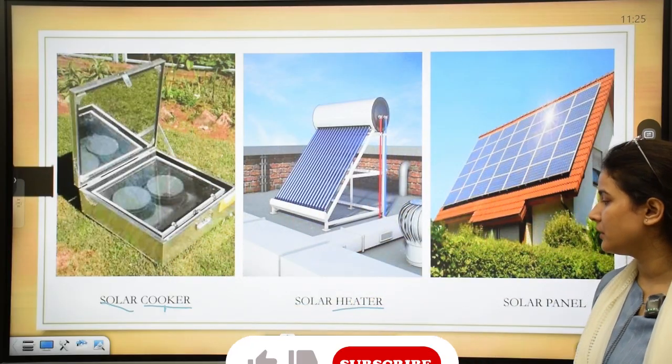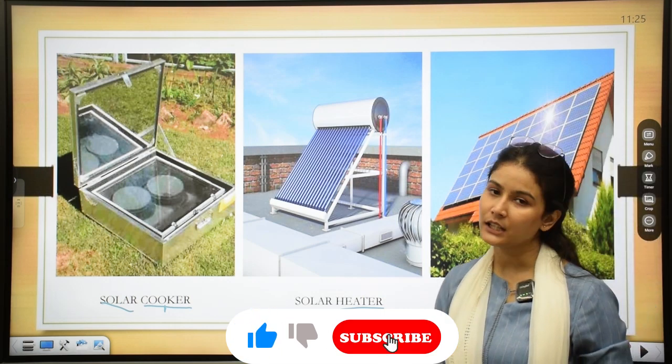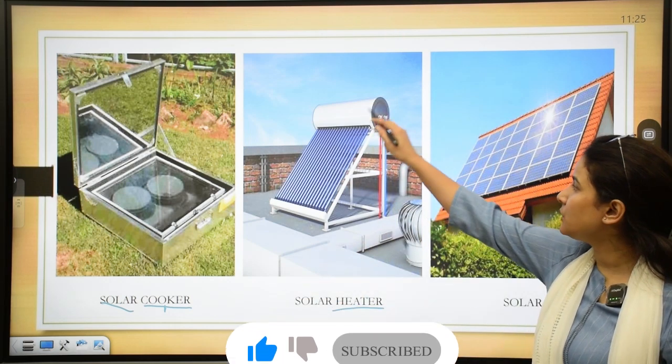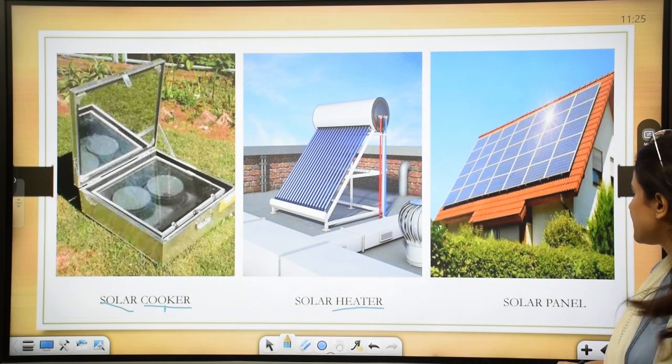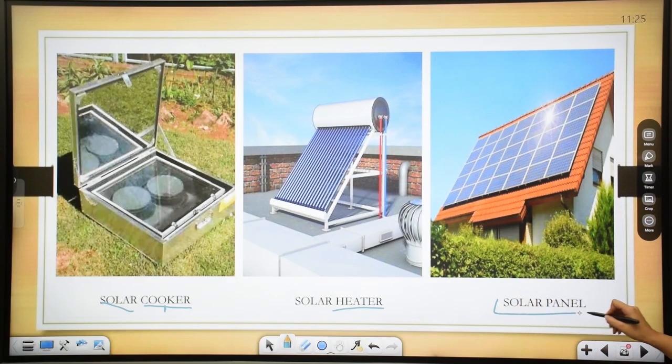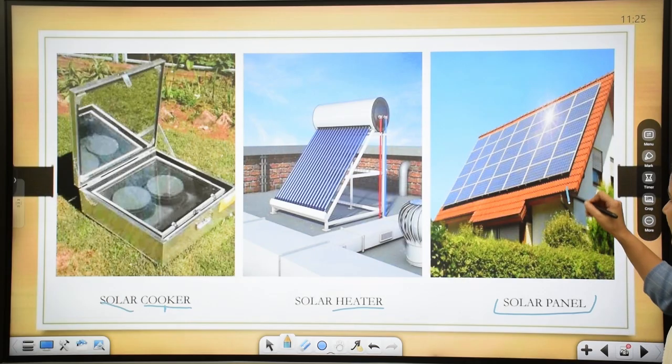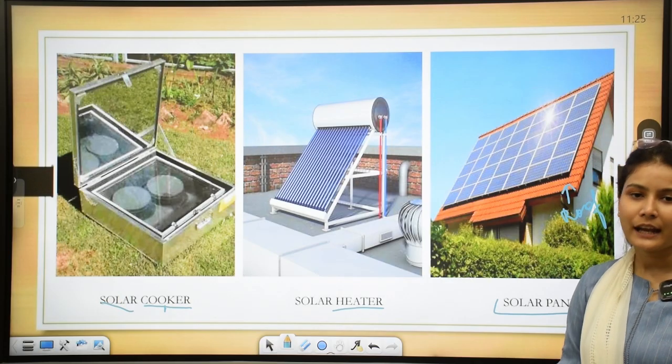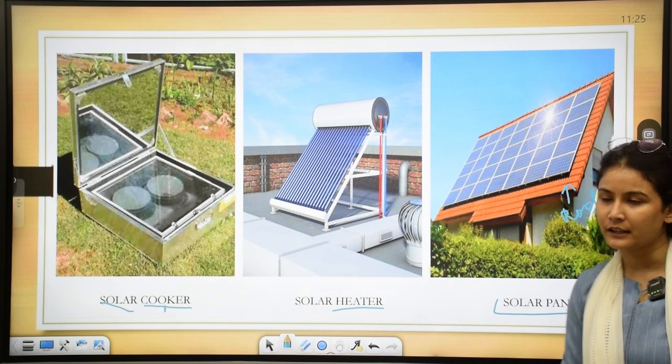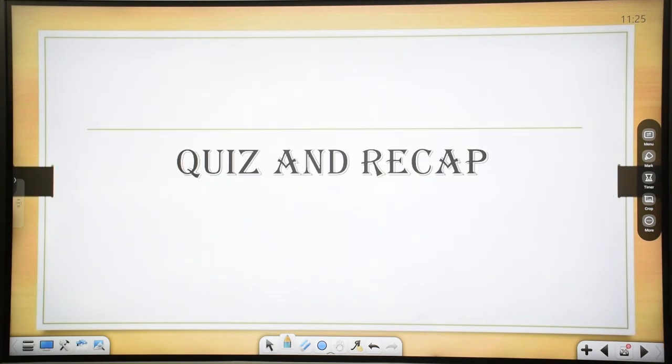Solar heaters. We all use heaters during winters. They use electricity. You can use a solar heater for this. And solar panels. Obviously, this is very popular nowadays. You can generate a lot of electricity from solar panels if you install them on the roof. You can see this is a house and this is the roof of your house. It is installed on the roof and it generates a lot of electricity instead of the general electricity that we get. Okay, let's quickly recap this chapter with the help of a quiz.